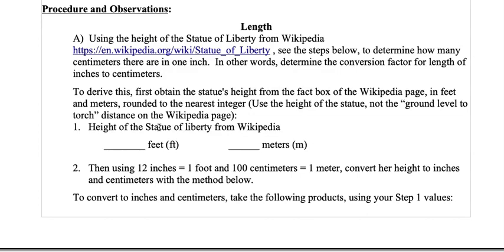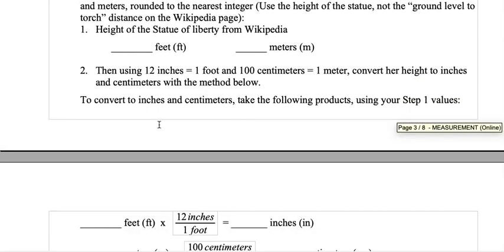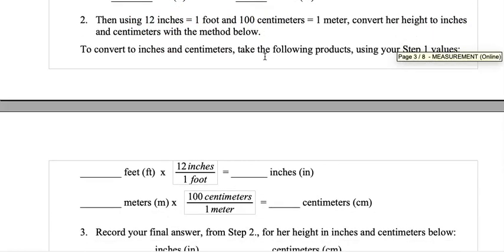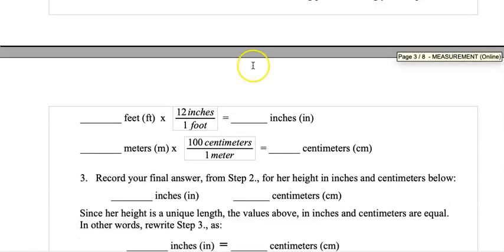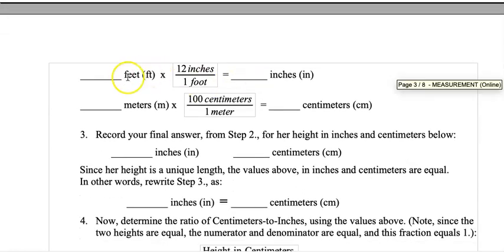And her height is given in two different units. And what we're going to examine in this first exercise is comparing inches and centimeters. So first you'll go through getting the quantities from Wikipedia, and then you're going to do a conversion. So you're asked to convert her height in feet to inches, and then you're asked to convert her height in meters from the Wikipedia page to centimeters by multiplying by this conversion factor.